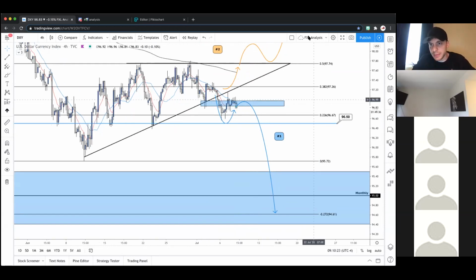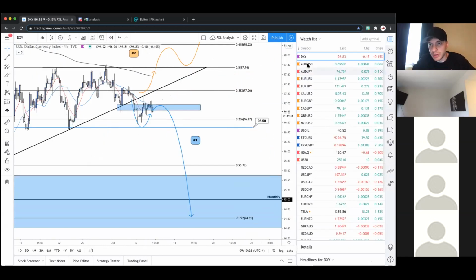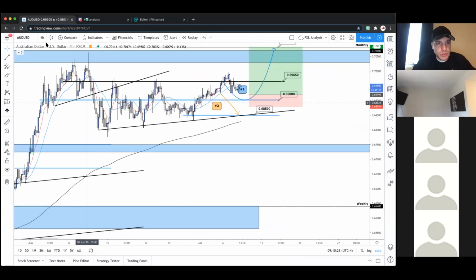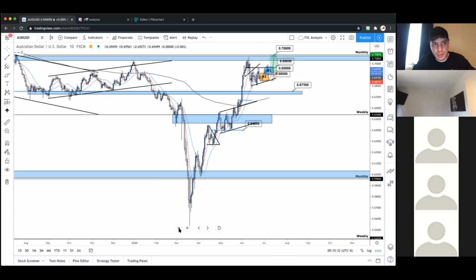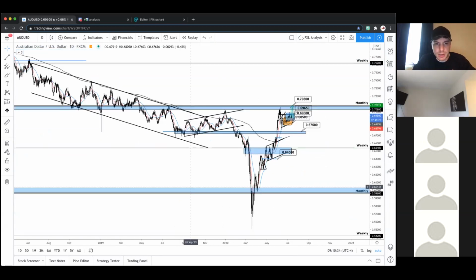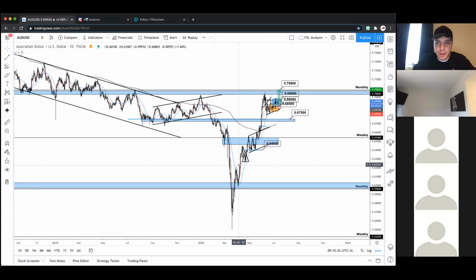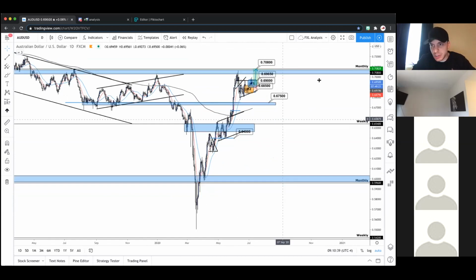So with that said, we can then jump over to some other pairs. Let's take a look at AU first. Jump to the daily. Again, we'd always do the one look on the daily, see what's going on. Has anything changed? Clearly it's bearish, right? Has anything, again, has anything changed here? Have we broken this monthly? No, we have not yet.